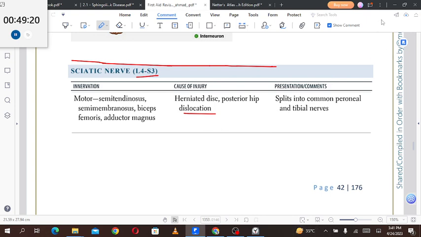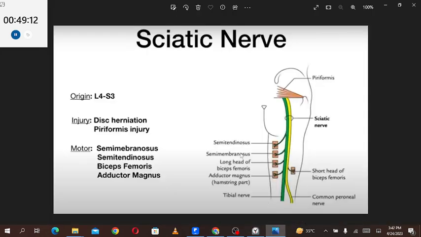Just give me a second. Let me bring the sketchy dirty medicine pictures. So here we have it. The dirty mnemonic here is that it is L4 to S3, disc herniation or piriformis injury, because you can see that it is passing below the piriformis muscle. If the piriformis just gets hypertrophied or something and starts compressing the sciatic nerve, it can cause damage.